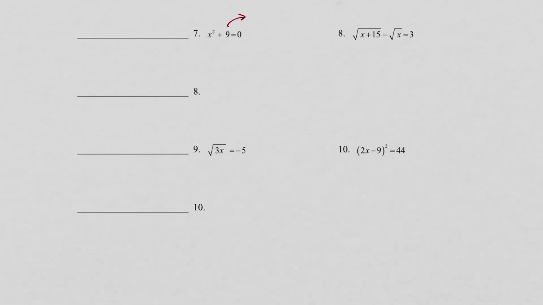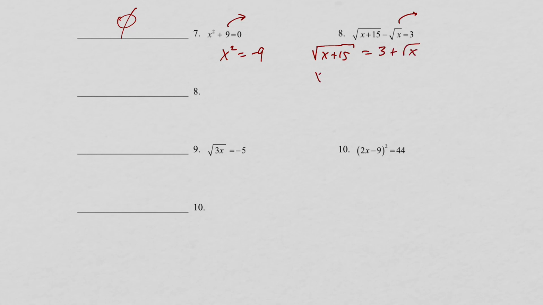We'll start by bringing this over, so x squared will be equal to negative 9, so this is no solution. Okay, I'm going to start by separating that radical, so I'll bring that over. So the square root of x plus 15 is equal to 3 plus the square root of x.